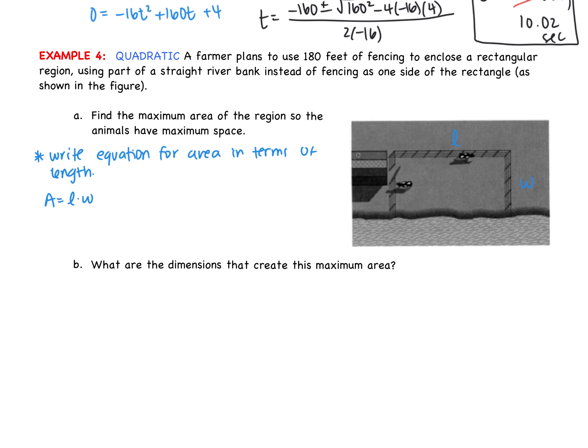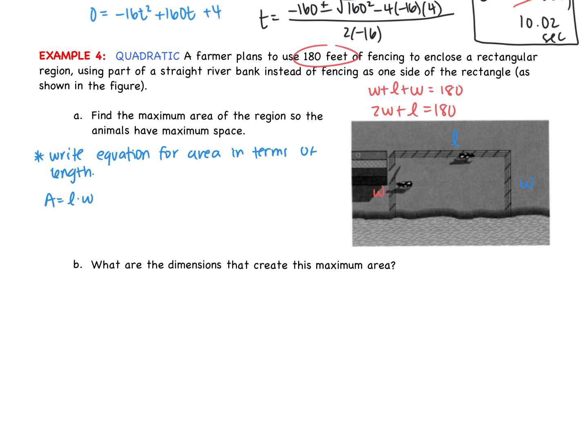The piece of information that we have not used yet is that we have 180 feet of fencing. Remember that there are actually 3 sides here. There's a width here also. So if we add the width and the length and the width, we get 180. That tells us that 2W plus length is 180.